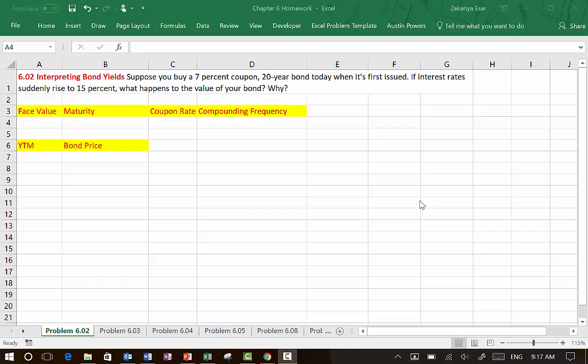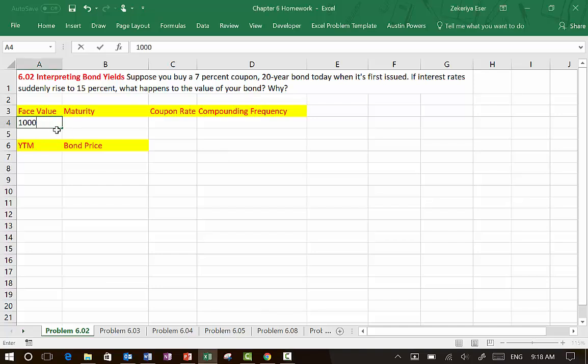Suppose you buy a 7% coupon, 20-year bond today when it was first issued. If interest rates suddenly rise to 15%, what happens to the value of the bond and why? A lot of things are kind of unsaid in this problem, so let's say them.